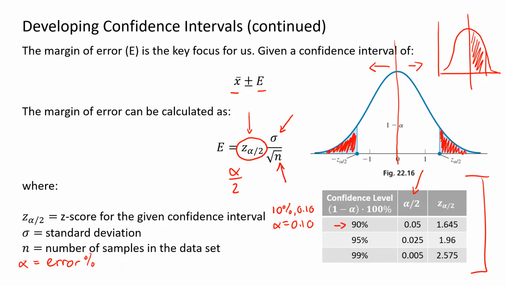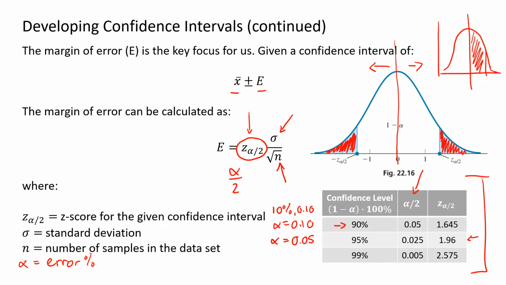At 95%, that means our alpha value is 0.05. So half of that would be 0.025, and that equates to a z-score of approximately 2. It's 1.96.